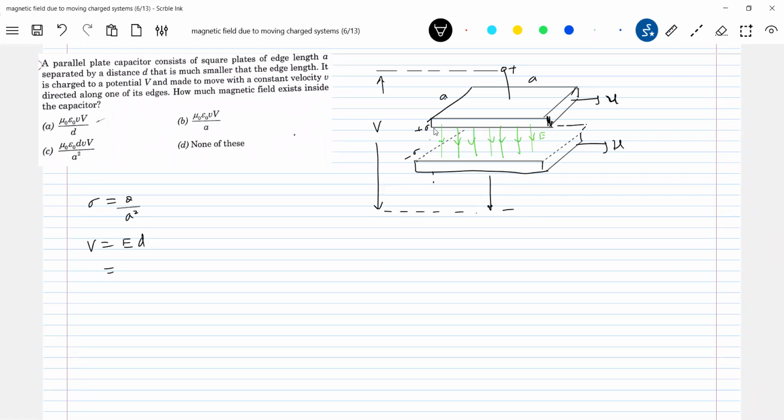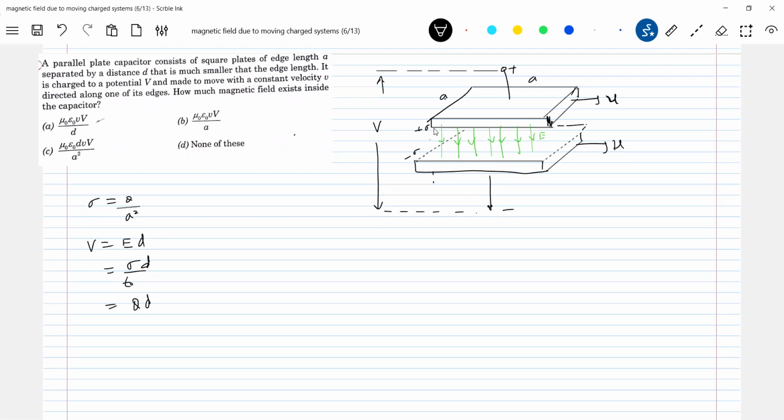Let E be the electric field as shown. E is what? Sigma by epsilon naught, into D. Further, what is sigma? You can write it in terms of the charge Q by A.